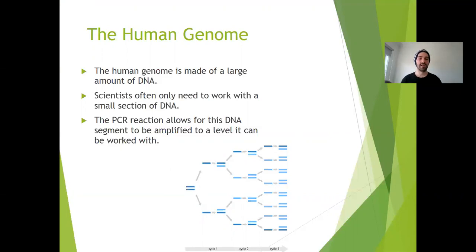It could also be that a forensic scientist, for example, has found a very small section of DNA at a crime scene. They would need to amplify that section to be able to work with it and test it. So the PCR reaction is just an amplification process.